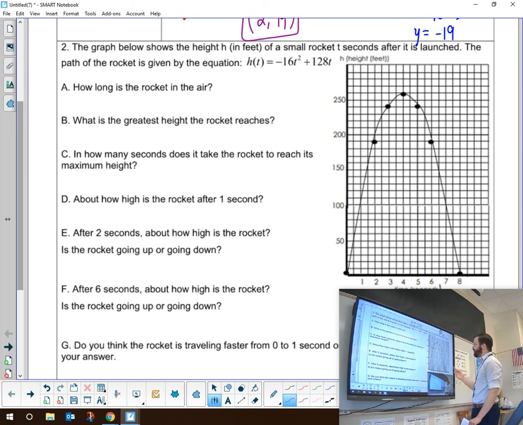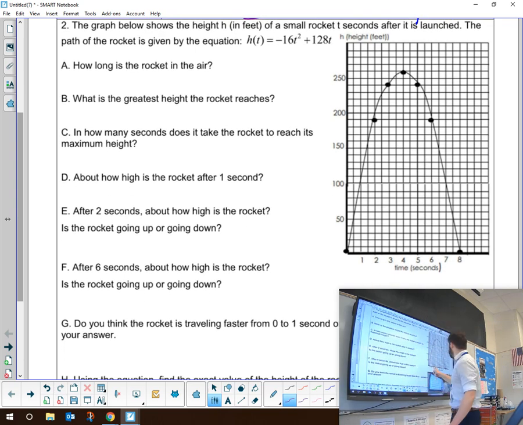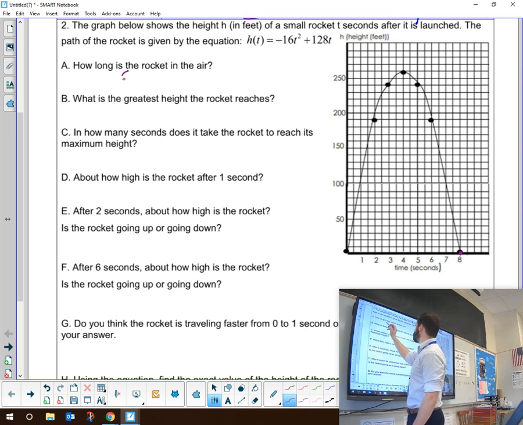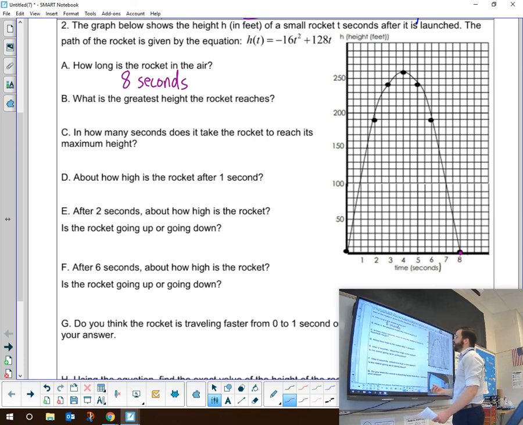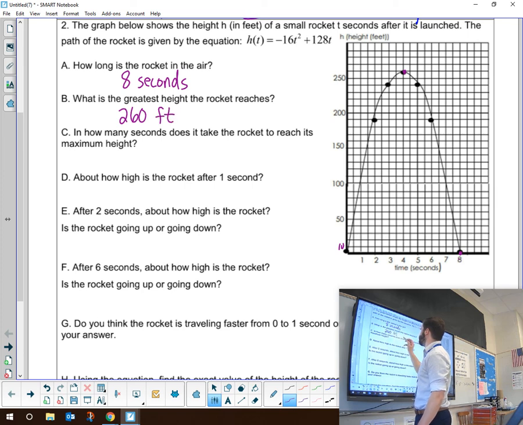First question, how long was the rocket in the air? Well, this is time in seconds. So it hits after 8 seconds. So how long was the rocket in the air? 8 seconds. Like I said, all we're doing today is just interpreting a graph. Letter B, what is the greatest height the rocket reaches? Well, each one of these is 10, 20, 30, 40, 50, so it gets one above 250, so that's going to be at 260 feet.